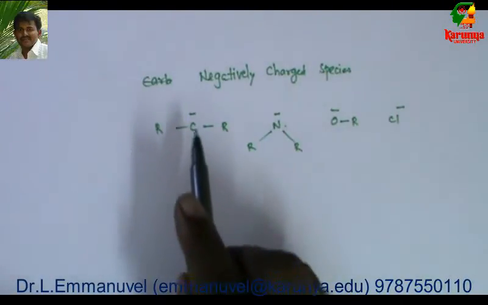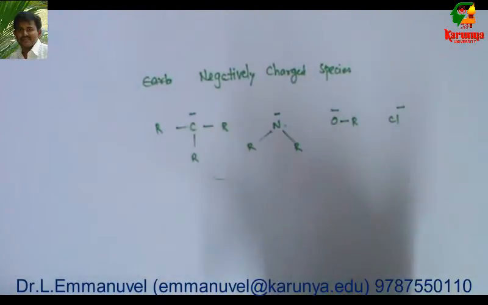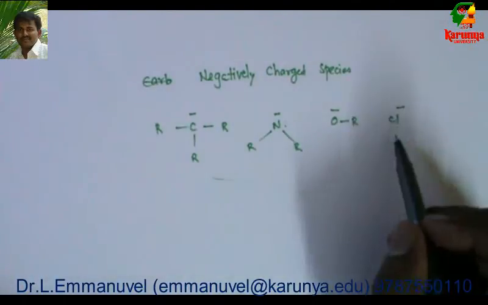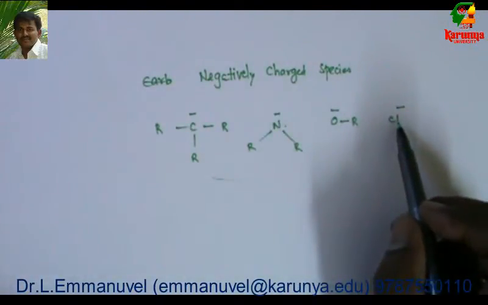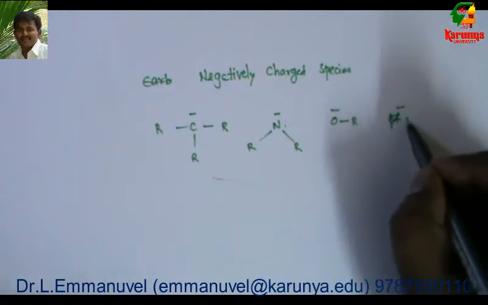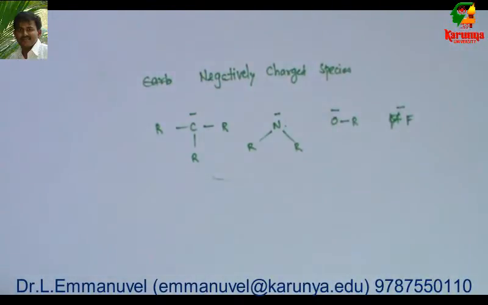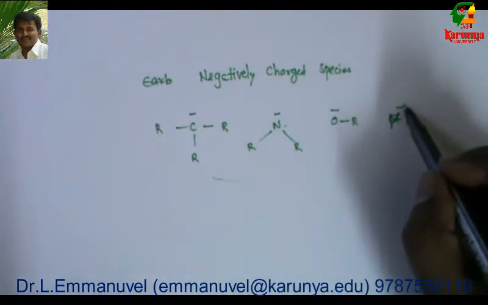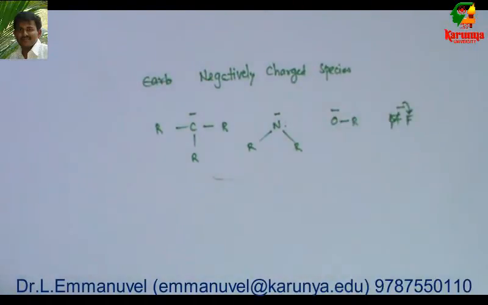Now, here we have C minus, N minus, O minus and Cl minus. The electronegativity is higher for halogen. That means the ability to pull the electron cloud towards the atom is more for fluorine. Because of that, the available electron cloud to attack the electrophile becomes less. In other words, the nucleophilicity decreases, because the available electron density is very less.